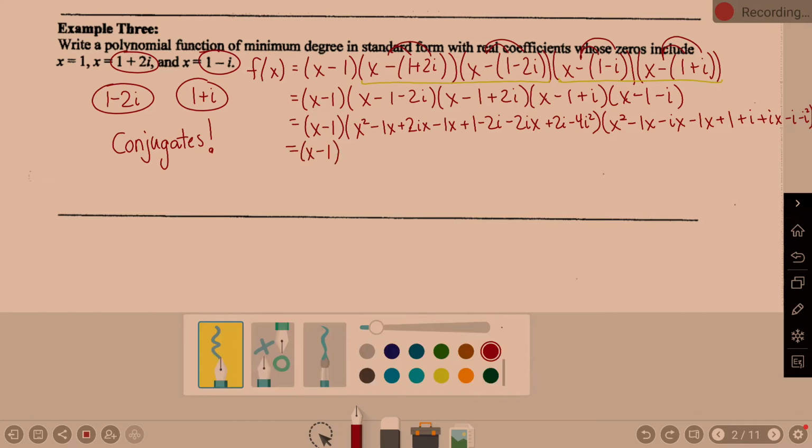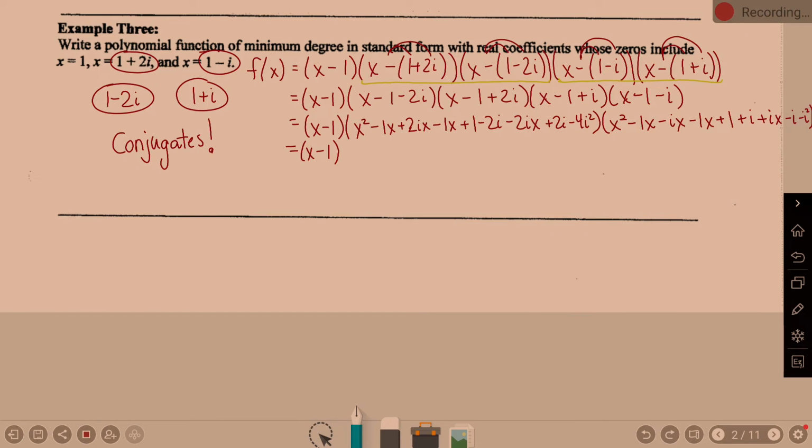x minus 1 is still carrying down. I'm not doing anything fancy with that. Okay. In that middle set of big parentheses, is there some canceling that can be done, I hope?